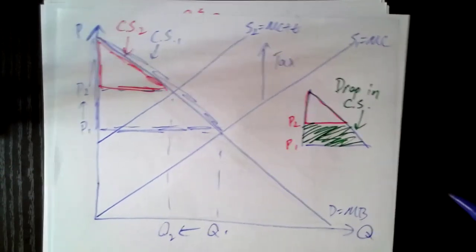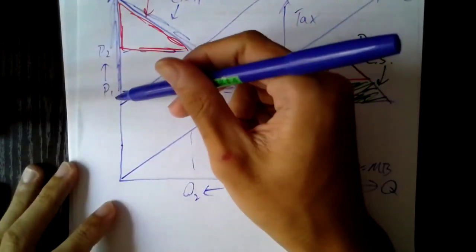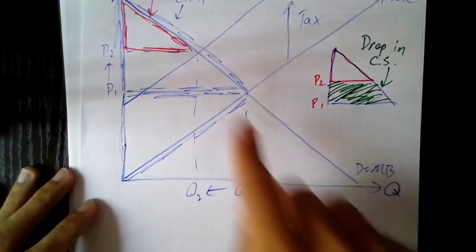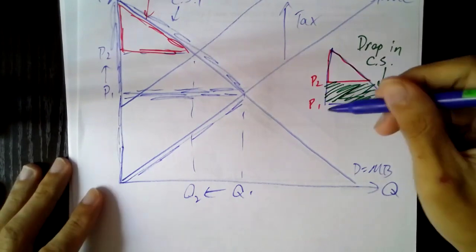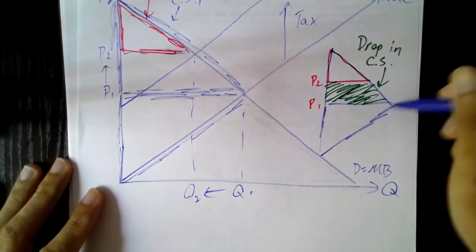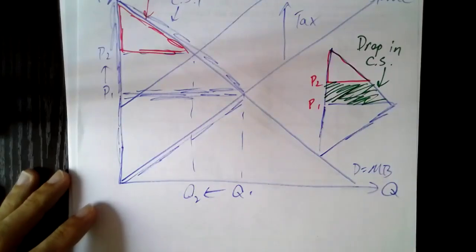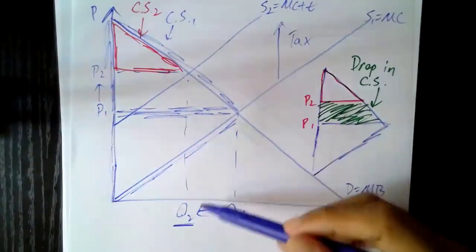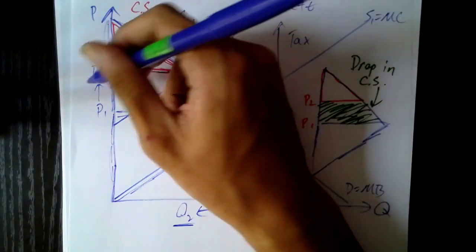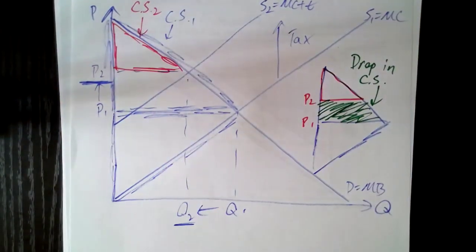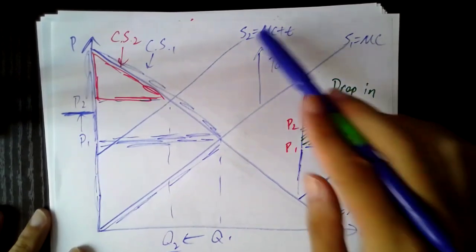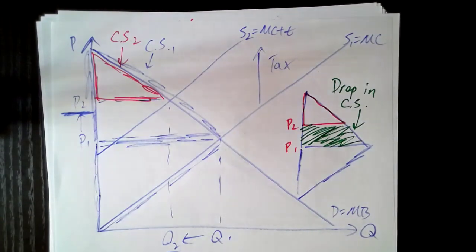Where is the producer surplus? Producer surplus used to be down here. Yes, it used to be this part, used to be this guy. Now, the problem: at the new price and new Q2, remember we are looking at P2 and Q2, but at the same time, we are looking at the MC curve, not S2, but S1. So, very funny. What's going on?